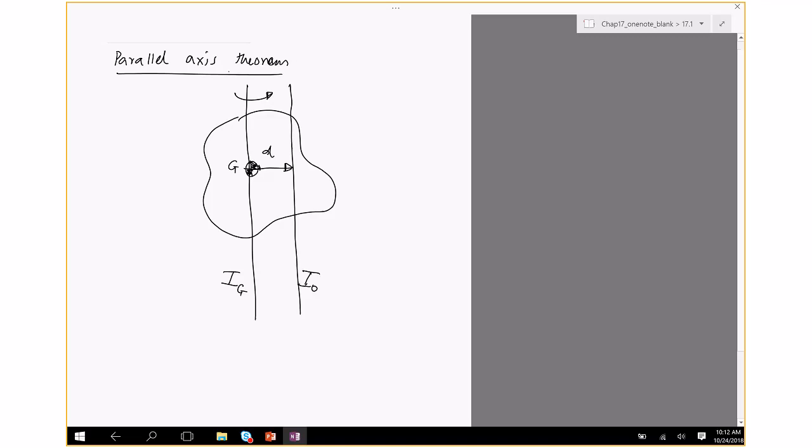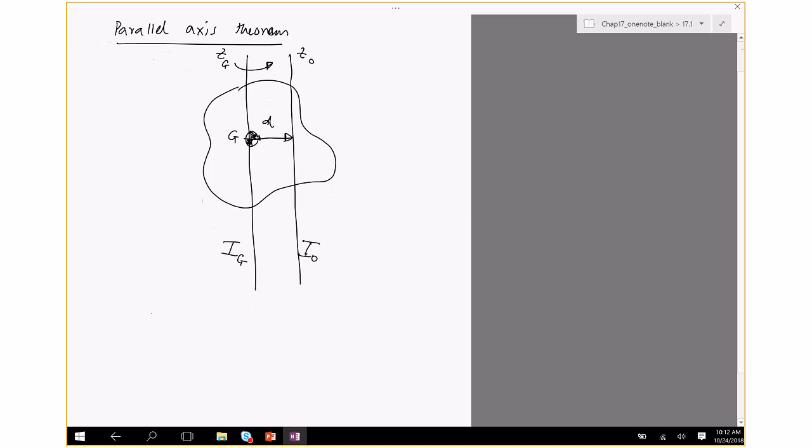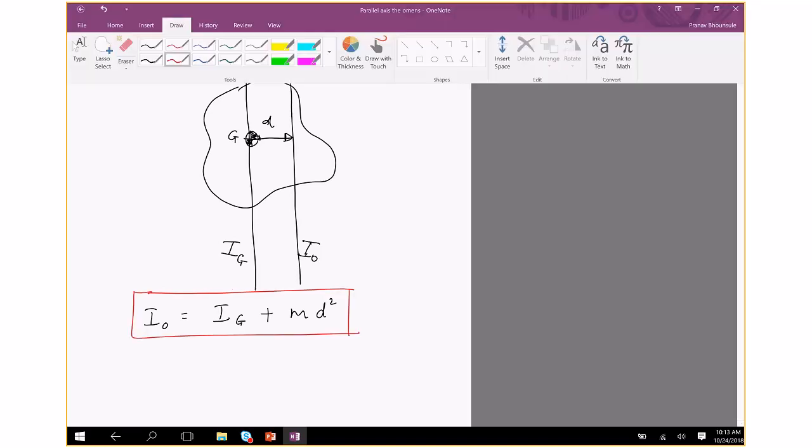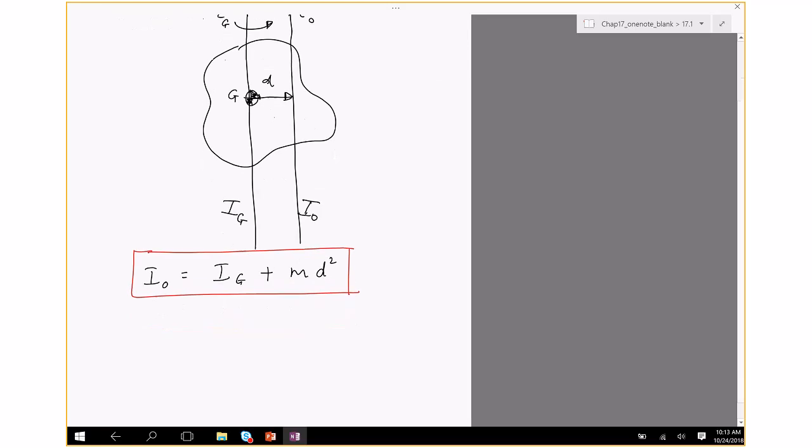So let's call these zg and zo. So if you want to find inertia about O, which is parallel to axis zg, then the formula is the inertia about G, which by the way I'll provide you, it comes from the table, plus the mass of the object times the perpendicular distance between zg and zo squared. So that is the formula you have to know.